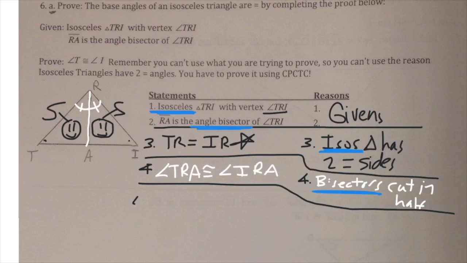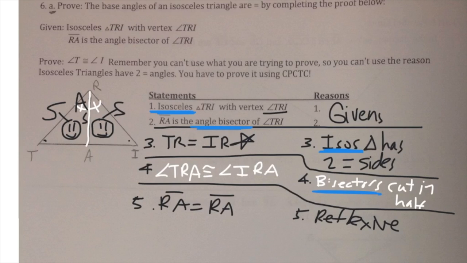And the missing piece, of course, would be that RA is equal to itself. And that would be the reflexive property. And that completes a side angle side pattern that's happening. So now I know that the triangle TRA is the same size and shape as triangle IRA. And the pattern is a side angle side.